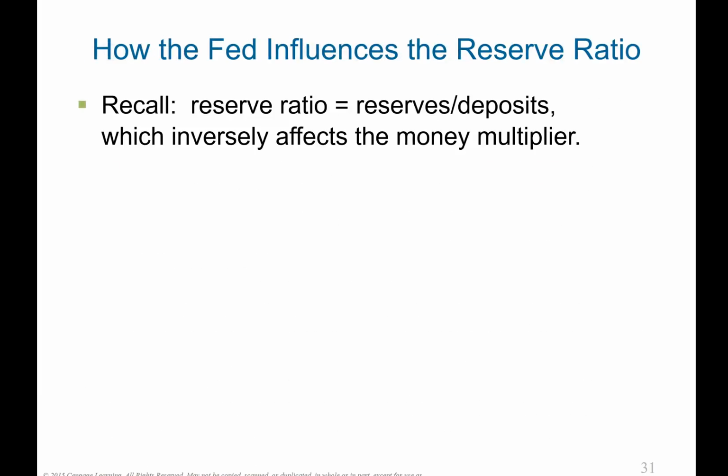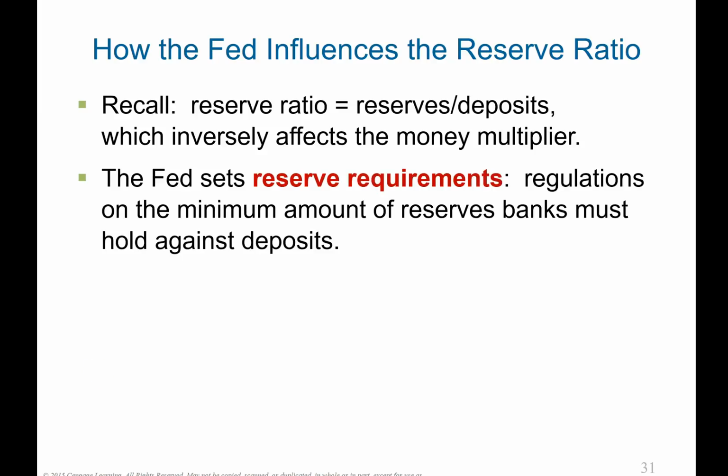So all of this is done to increase the amount of lending that banks do through the policies of the Fed. Another thing that the Fed can do is influence the reserve ratio. They can change it. They are responsible for setting that ratio. And if you remember, the ratio is reserves to deposits, and it affects the money multiplier inversely. So the higher the ratio, the lower the money multiplier. The lower the ratio, the higher the money multiplier.